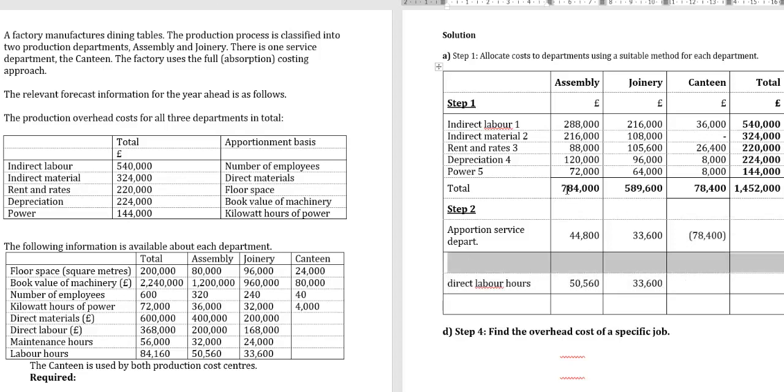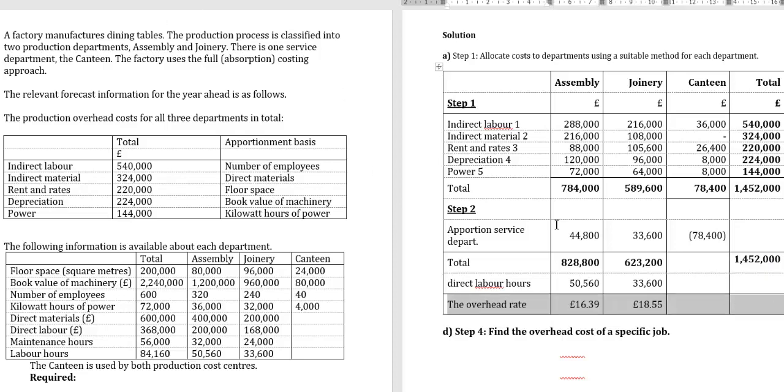So the total here will be 784 plus 44,800 that is coming from the canteen department, which should be equal to 828,800 pounds. The second one is 623,200 pounds. So in total, this is 1,452,000. Direct labor hours is 50,560 and the second one 33,600 hours. So to get the overhead rate, it will be 828 divided by 50. So this is equal to £16.39 per hour. And the second one will be £18.55 per hour. This is the overhead rate, or what we call the absorption rate.